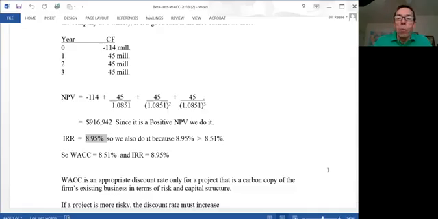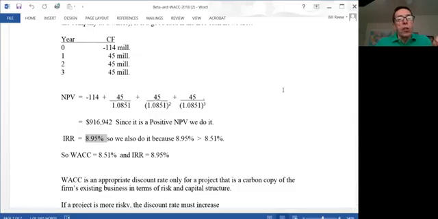And this is one of those basic investment projects where you have a negative cash flow followed by positive cash flow. So there's only going to be one IRR, and the decision rule is do the project if the IRR is greater than the cost of capital.